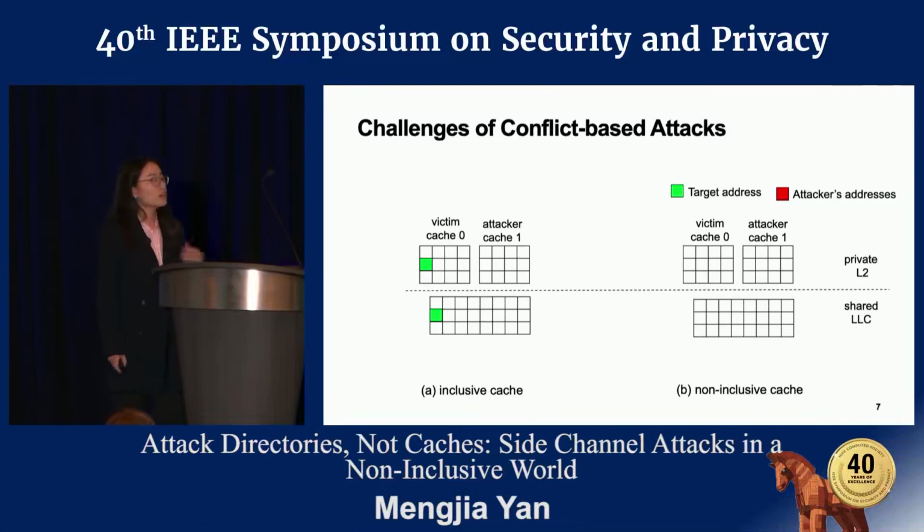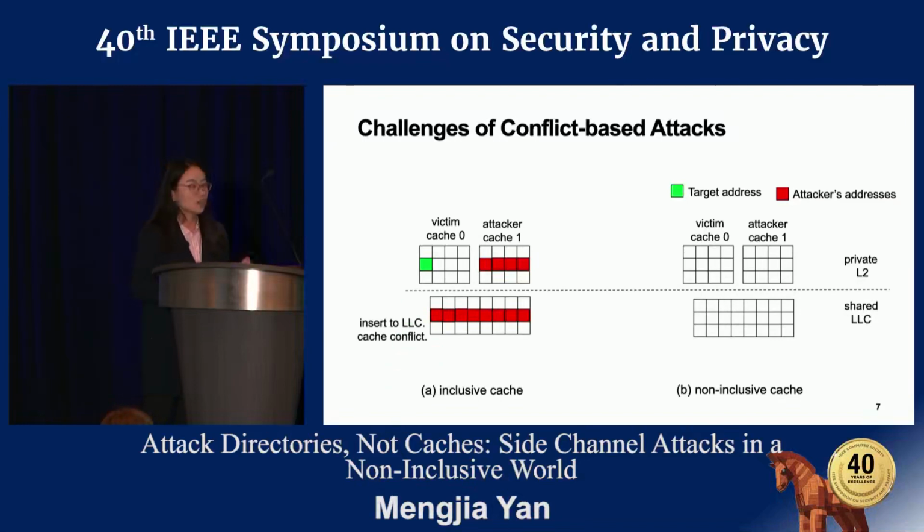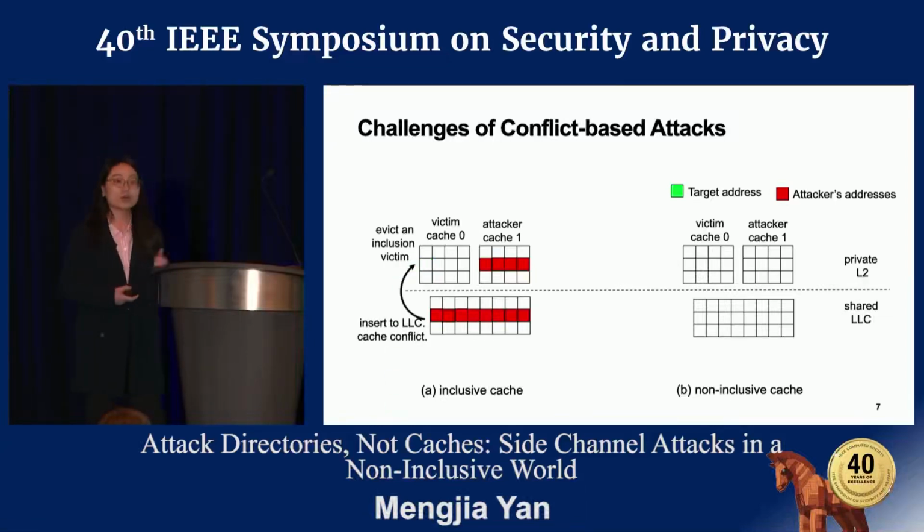Then, when the attacker wants to evict this target address out of the cache, the attacker will access a bunch of addresses mapped to the same cache set in the LLC. Once it accesses enough addresses, it will create an LLC conflict. This conflict will evict the target address out of the LLC, and as a result, the corresponding L2 copy of the line will also be evicted because the cache wants to maintain the inclusive property.